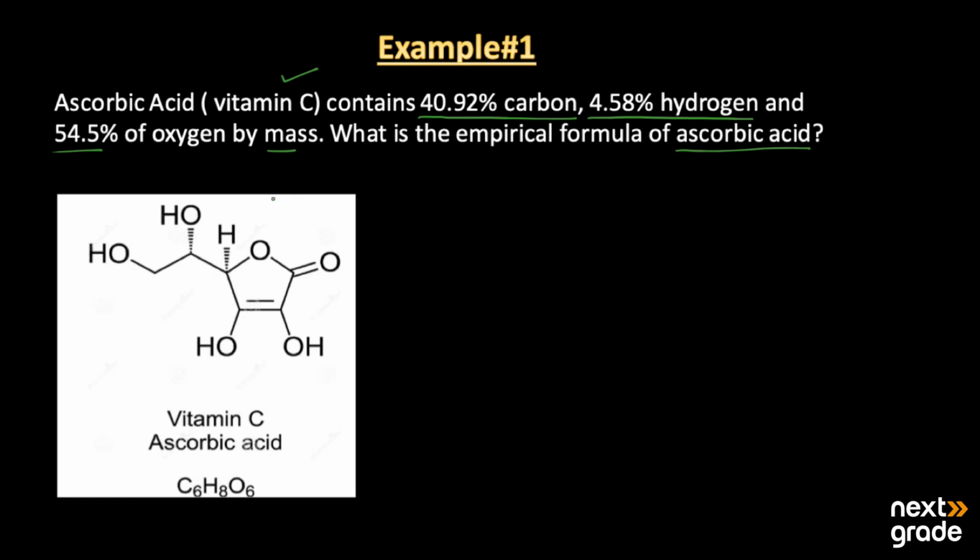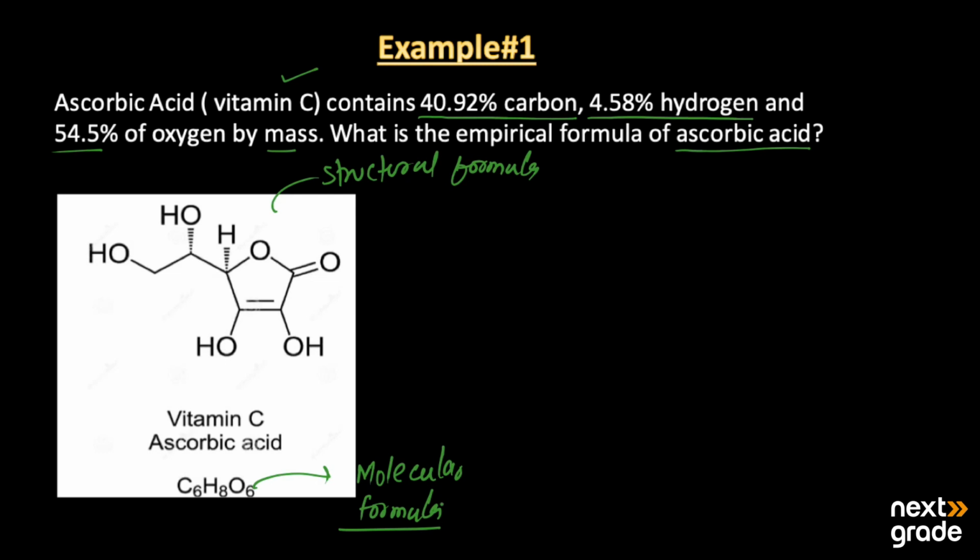Over there we have its structural formula, and this is its molecular formula, C6H8O6. The molecular formula is the formula that gives the total number of atoms present in the molecule or a compound. So the first step, in order to find the empirical formula, is to find its number of gram atoms.